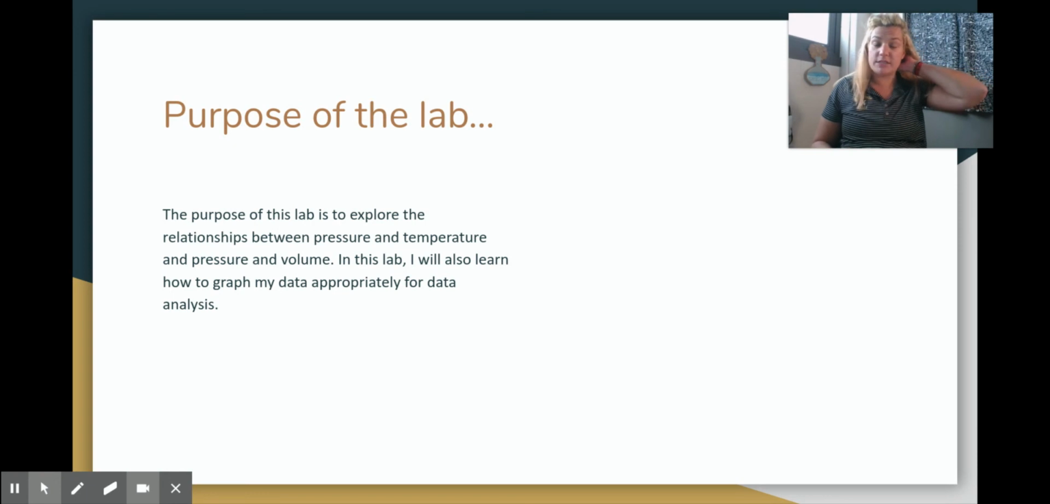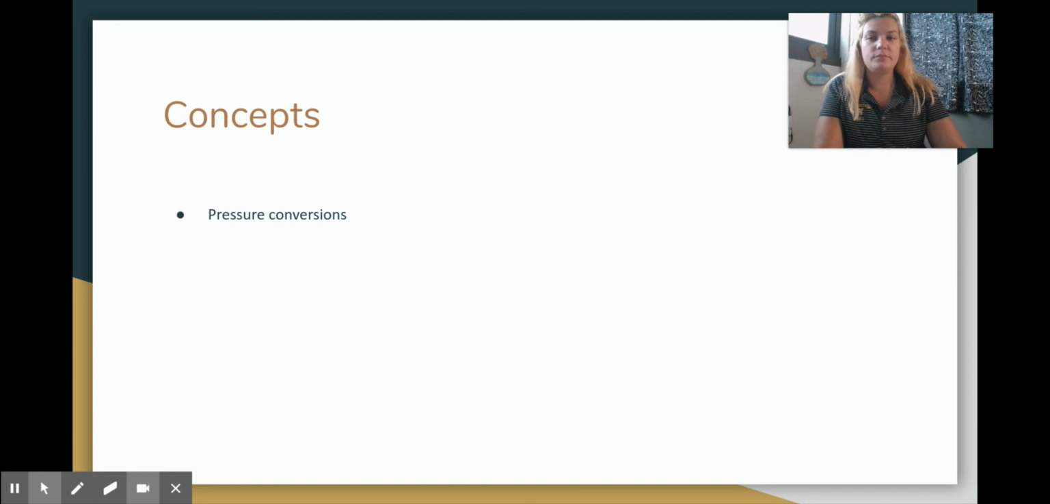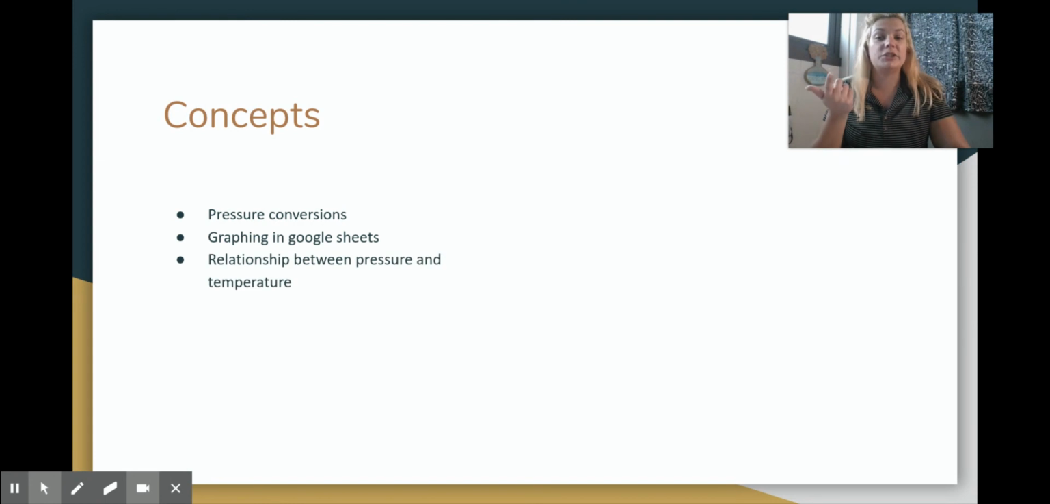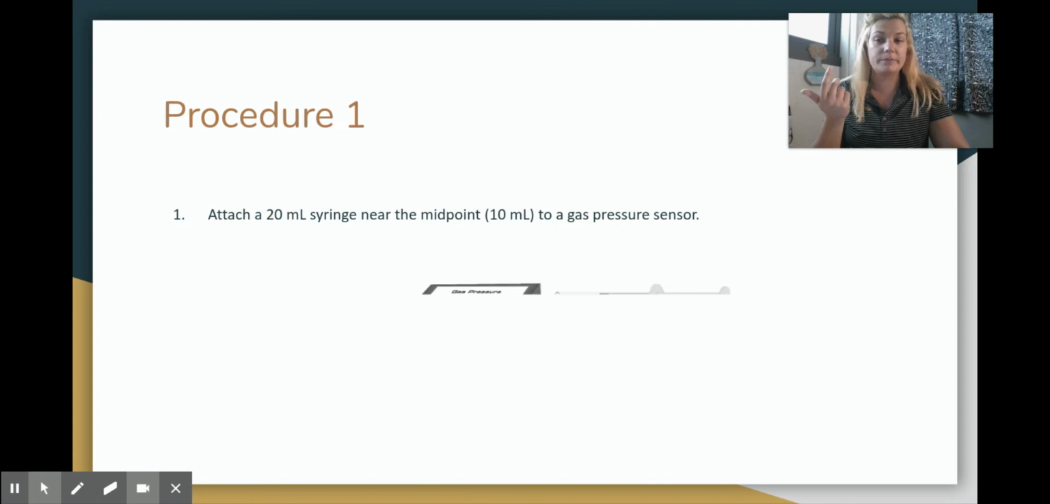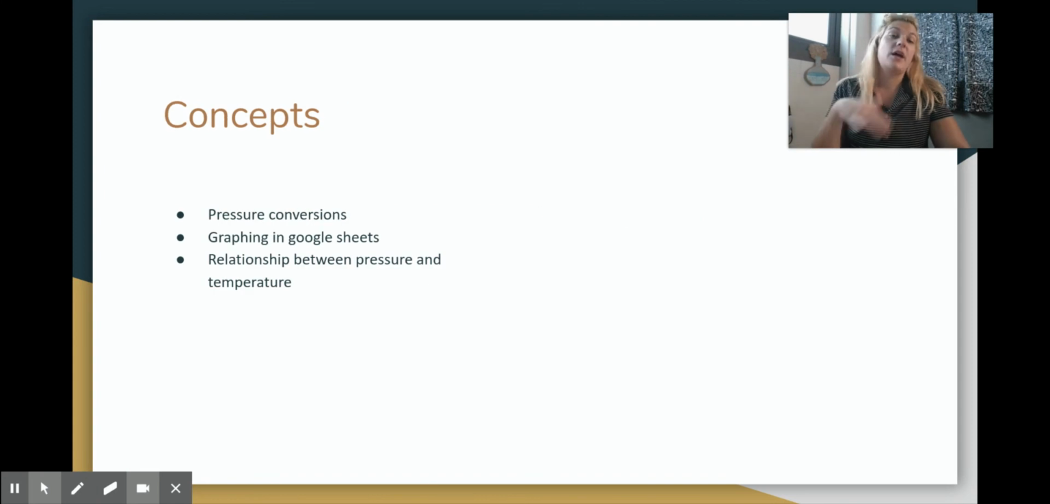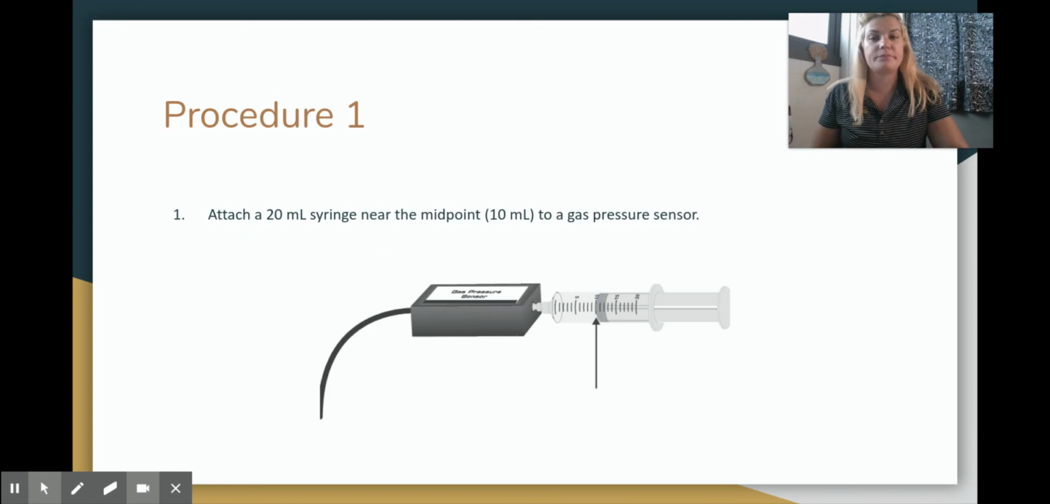This is going to be the first time that we're going to use Google Sheets to analyze our data for us. Okay, what are the concepts that we're talking about? We're talking about pressure conversions, because we're going to go from kilopascals to atmospheres, graphing in Google Sheets, the relationship between pressure and temperature, and the relationship between pressure and volume. So those are our four concepts that we're dealing with in this lab.